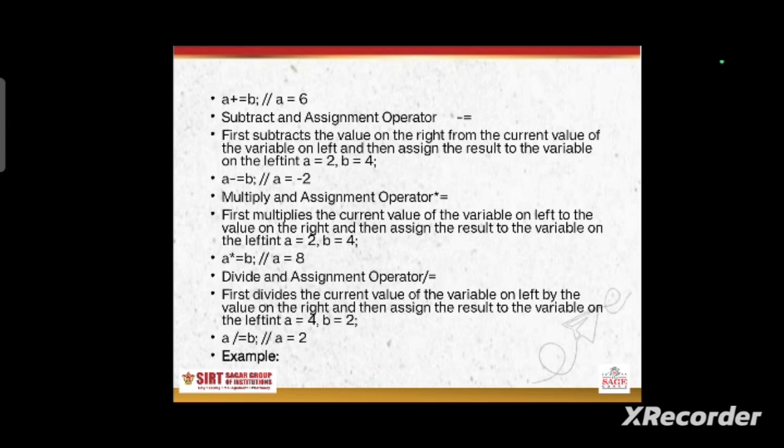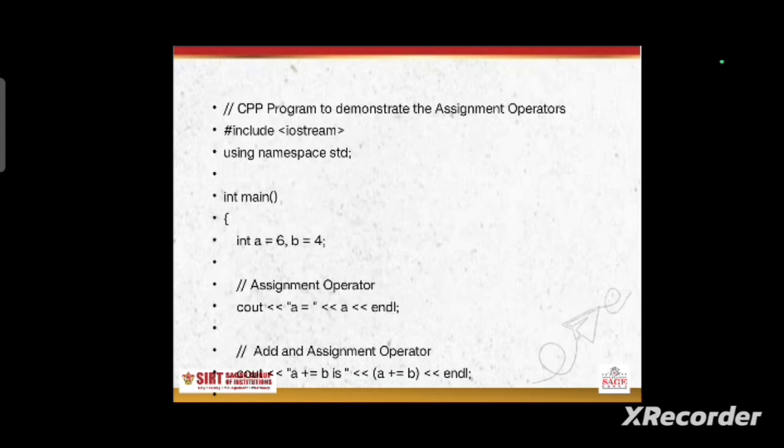Now, first subtract the value on the right from the current value of the variable on the left, and then assign the result to the variable on the left. So this is what the assignment operators do. After applying the operation, we will get the result, and this result will be saved in or assigned to that variable. This is a program of assignment operators. We can write the assignment operator in this manner.